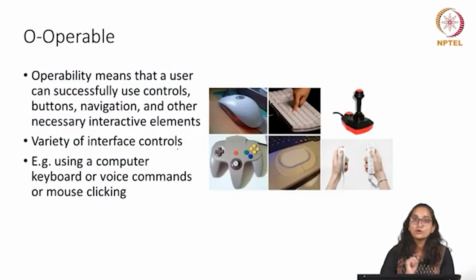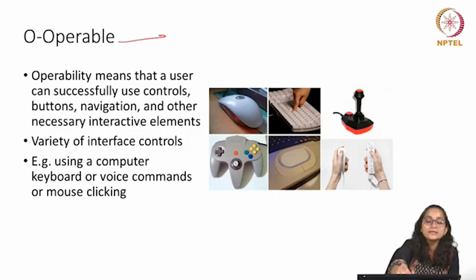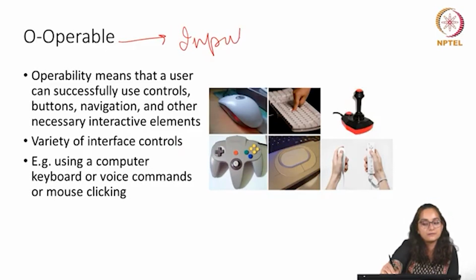O stands for operable. Operability means that a user can successfully control buttons, navigation and other interactive elements related to your device or interface. So, operability is more associated with input devices.